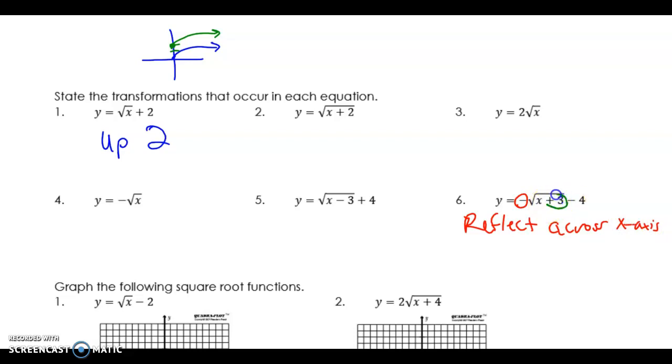Next, the 3 on the inside. Remember, this goes opposite direction. So move 3 to the left. And then finally, the 4 at the end is how much you're going to move down.